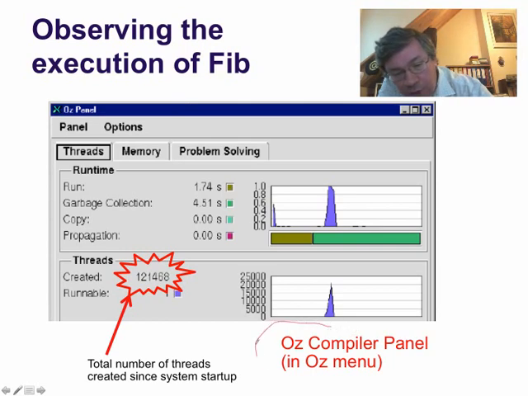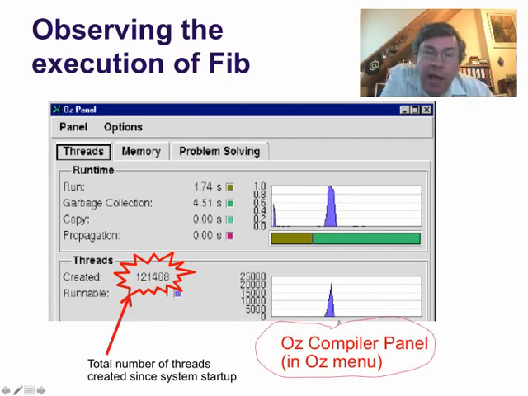There is a tool called the compiler panel, which you can activate in the Oz menu. This can tell you how many threads have been created since the system startup. Now, if you start running fib with several different arguments, you very quickly get very large numbers of threads. But that is not a problem. Threads are tools for removing roadblocks, making programs more incremental. You should not be afraid of using threads, and the system should be designed so that threads are cheap and so that they can be used in this way.